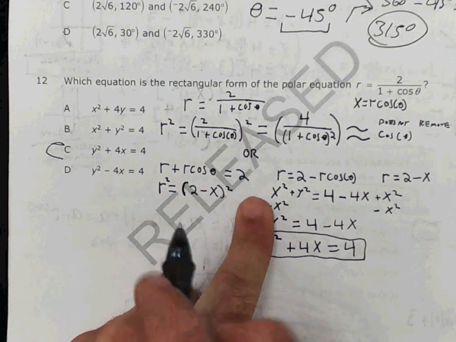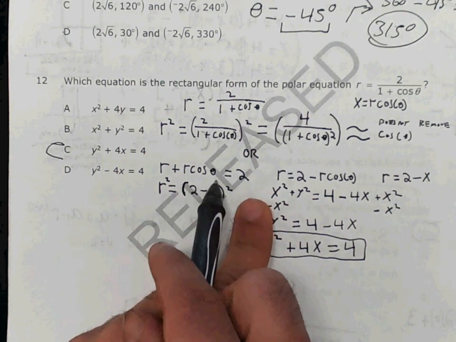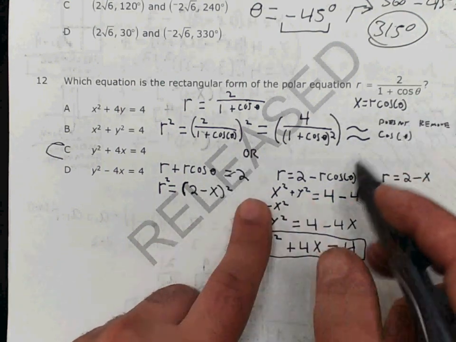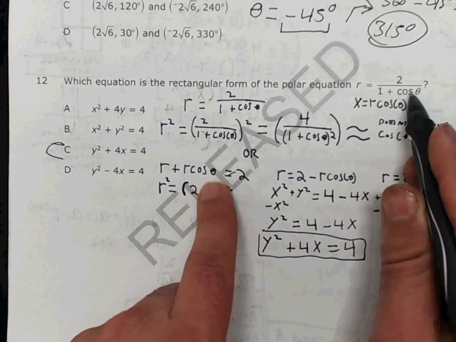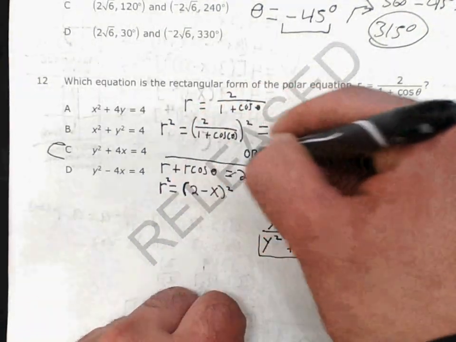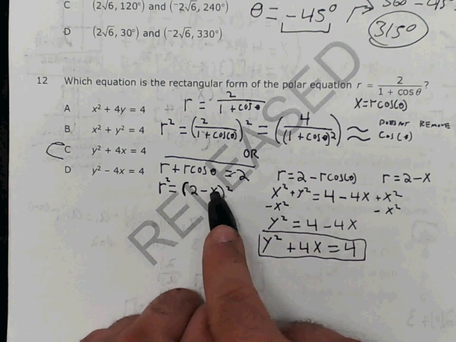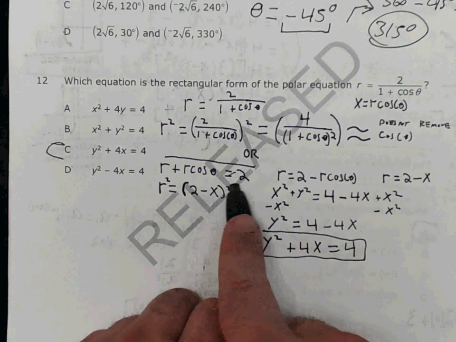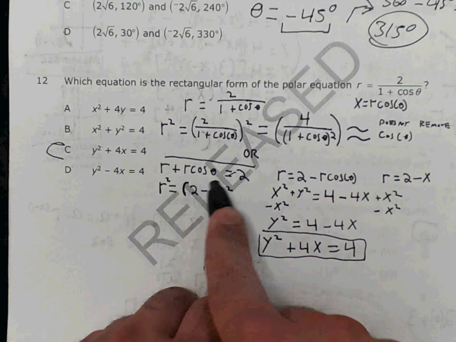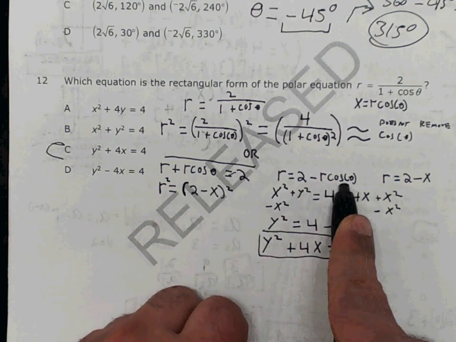And so I had r plus r cosine of theta is equal to 2. That's what happens when they multiply each side by 1 plus 1 cosine of theta. So that's my first step here. Then I subtracted r cosine of theta from each side. R is equal to 2 minus r cosine of theta.